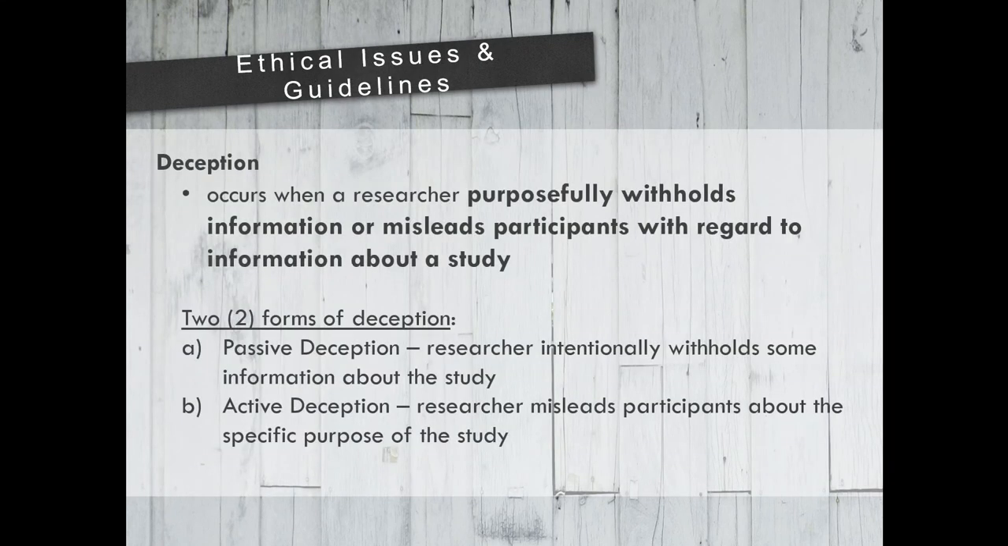Deception occurs when a researcher purposely withholds information or misleads participants with regard to information about a study. There are two forms of deception: passive and active deception. Passive is when the researcher intentionally withholds some information about the study, while active is when the researcher misleads participants about a specific purpose of the study.